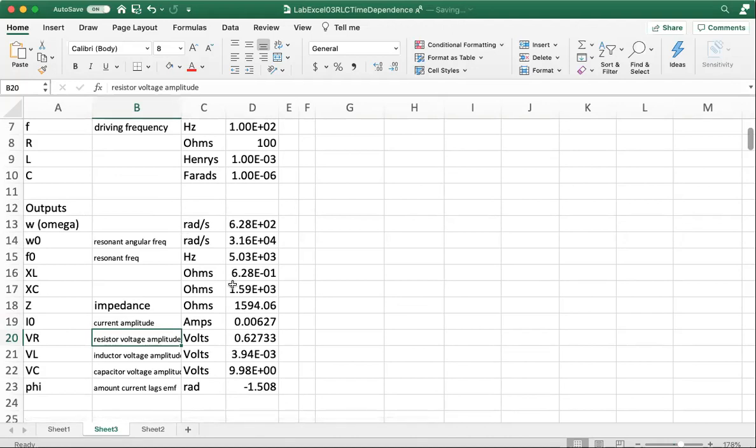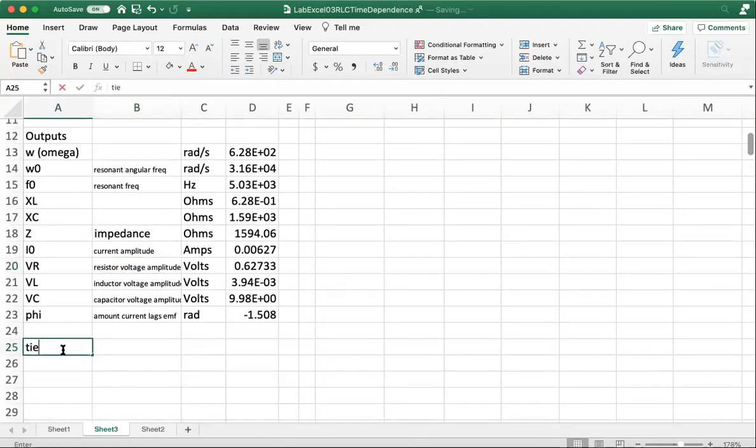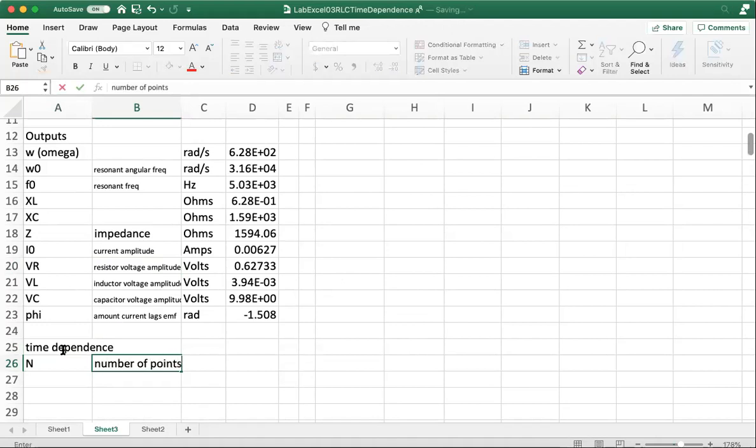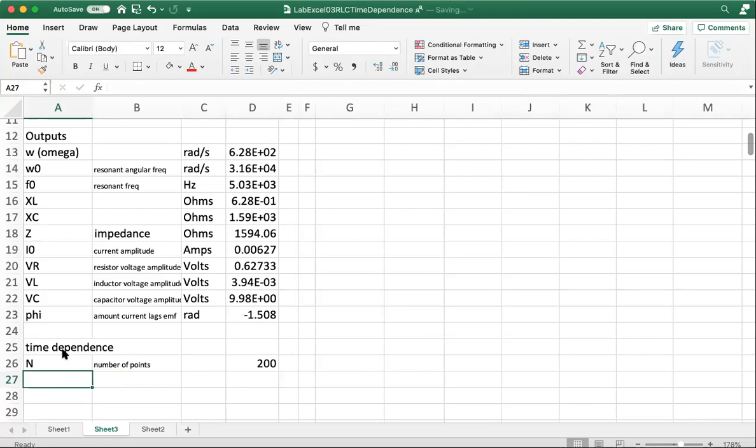So the next thing we want to do is the time dependence. I want to actually see these sine waves. So now I want to make a little time vector so I can plot some stuff. First thing is, how many points do I want? I'll say n is the number of points, and let's say I want 200 points. Then my time vector will have 200 different points.